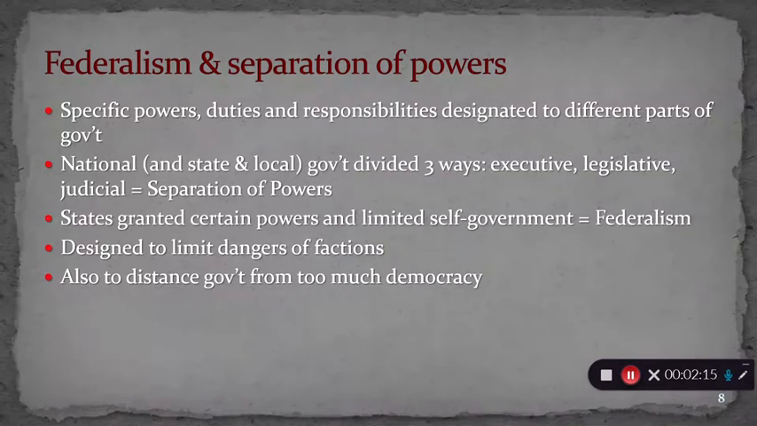Now, separation of powers happens at the national level, but it also happens at the state level, and it happens at the local level. This is the idea that you have three branches of government. You have the executive branch, the legislative branch, and the judicial branch. And at the national level, the executive branch would be the president, and then all of the different agencies that are part of the executive branch.